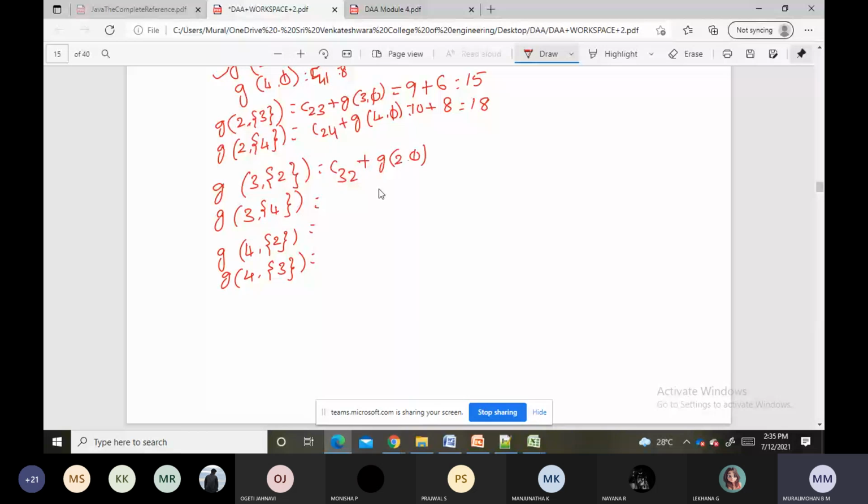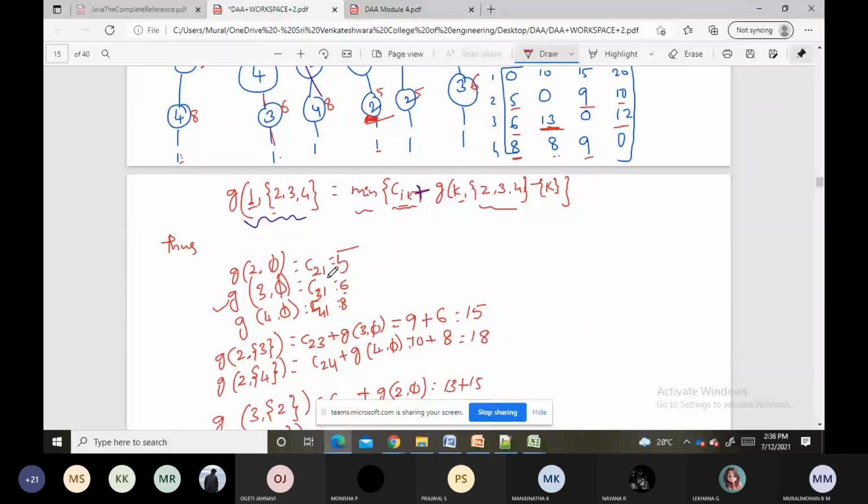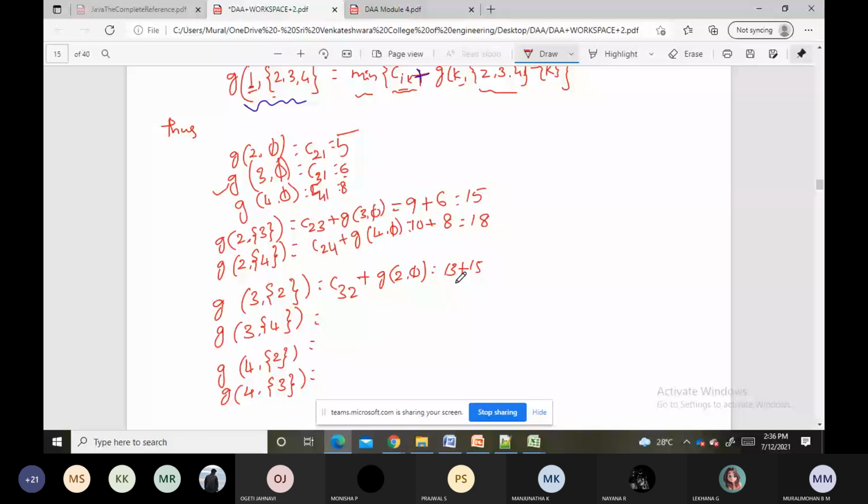So it is equal to 13 plus 15. How are we getting 13? 13 is this one, 3 to 2. 3 to 2, it is 13, plus 2 to 1, it is 5. So 13 plus 5, it is 18. Right? 13 plus 5, it is 18.